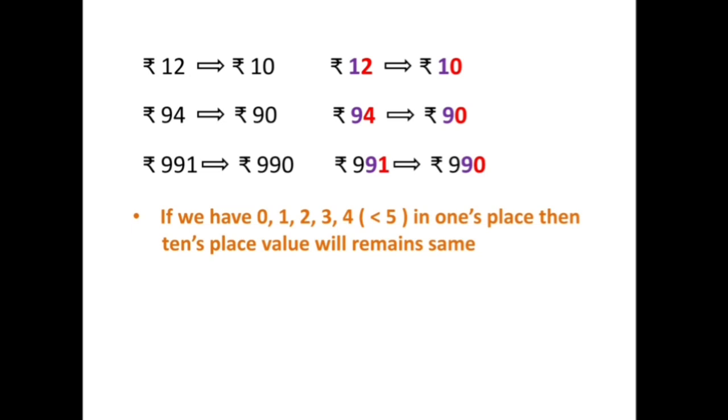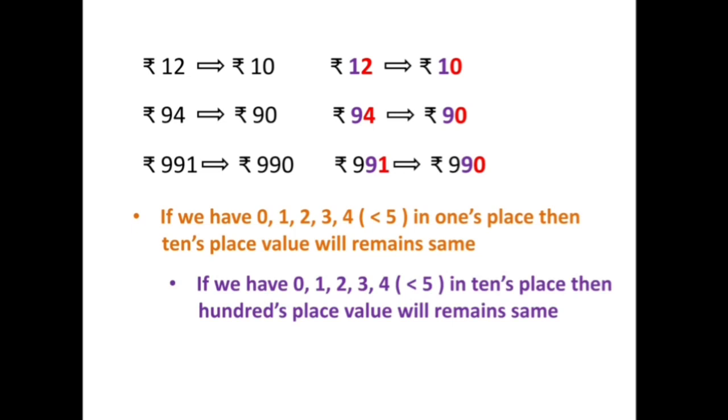If the estimation is for the hundreds place, then the tens place and ones place will become 0. If the numbers in the tens place are 0, 1, 2, 3, 4, then the hundreds place will remain the same. We will not add plus 1. We will add plus 1 if the number in that place is greater than or equal to 5. Here we are doing the comparison with 5 only.